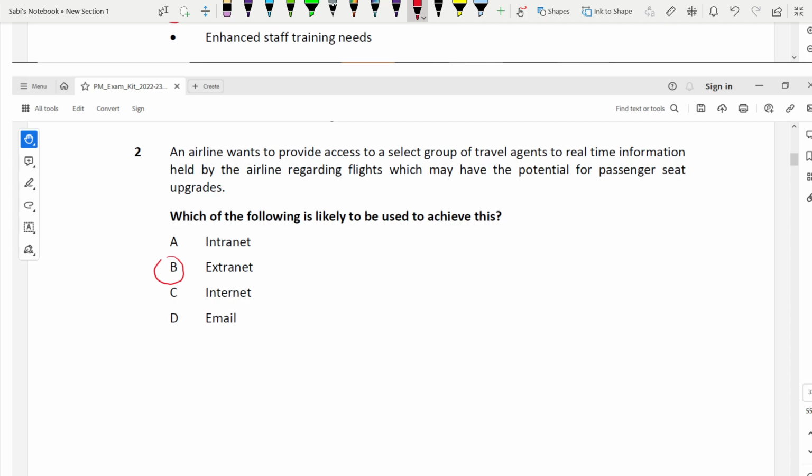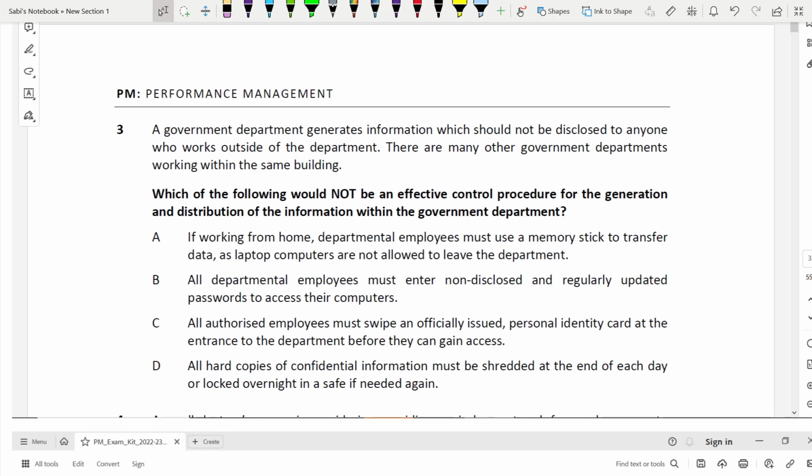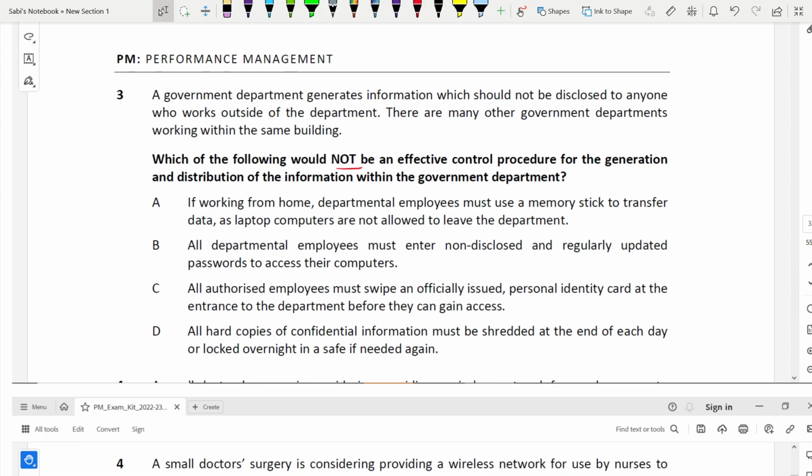Coming to the third, a government department generates information which should not be disclosed to anyone who works outside the department. There may be other government departments working within the same building. Which of the following is not an effective control procedure for generation and distribution of information within the government department? Not effective, this one. That means the remaining three will be effective. So first one, if you're working from home, departmental employees use a memory stick to transfer data, as laptop computers are not allowed to leave the department.